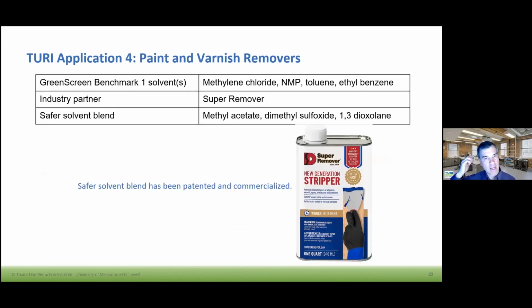And a fourth application to mention is paint and varnish removers, which are heavily solvent-based and use a variety of different benchmark 1 solvents, including methylene chloride, NMP, toluene, ethylbenzene, and several others. So we were able to find a ternary solvent blend that would work comparable to, better than most and comparable to methylene chloride-based products. And our industry partner was Super Remover, and this blend was actually patented and commercialized and is currently available for use.